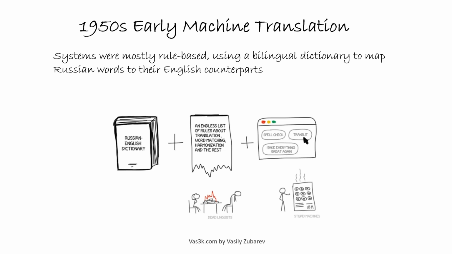So systems were mostly rule based at that time, and a bilingual dictionary was used to map Russian words to their English counterparts. This is a very nice picture that I got from a Russian blogger, talking about a Russian-English dictionary being used for that, with an endless list of rules about translation, word matching, and harmonization, and the rest, right? So this is a kind of dead linguistics, they have no job.